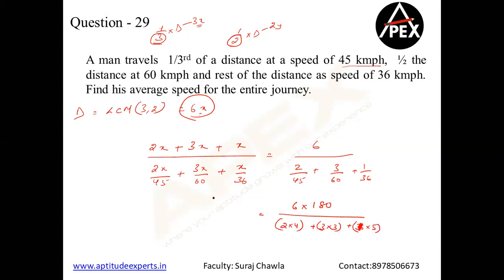So this should be your answer, guys. So 2 4s are 8, 8 plus 9, or 8 plus 5 is 13, 13 plus 9 is 22. Clear? So 6 into 180 by 22 should be your answer. This is 2 3s are and 2 11s are. So your answer becomes 540 by 11. 49.09 should be your answer, guys.